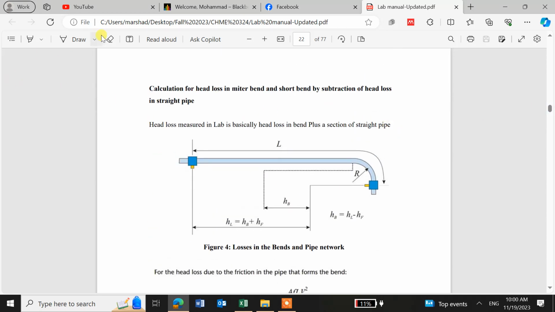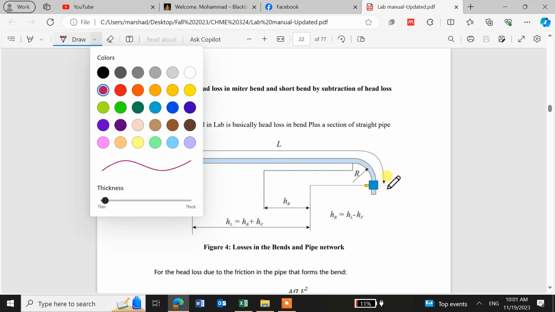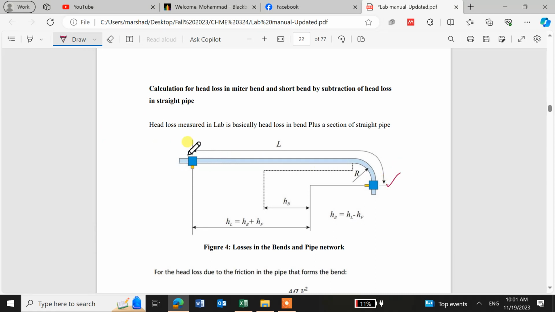So if I open the manual, you can see, yeah, this one. We have measured the head loss at this point and this point. So actually we need head loss up to here only. But we have measured this one for some technical reason. So between this point and this point, we have H1 minus H2. So we need to subtract the head loss which will happen in this section.